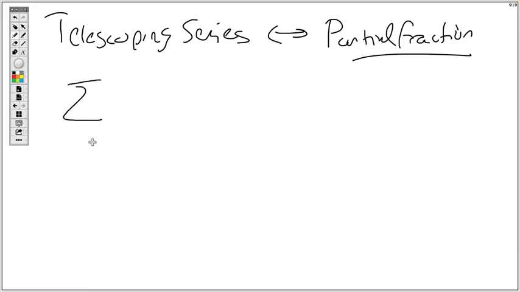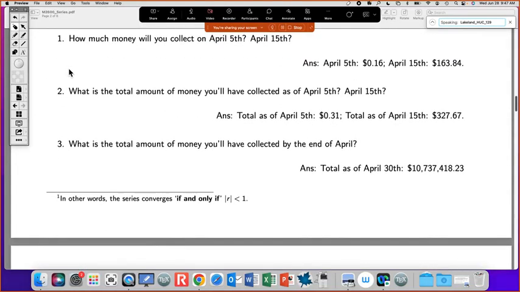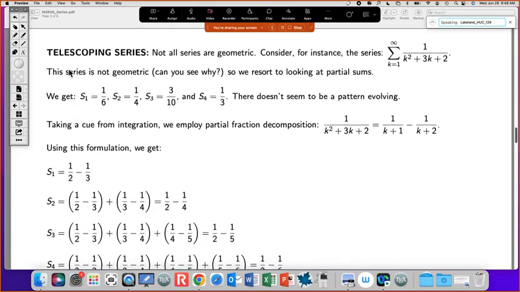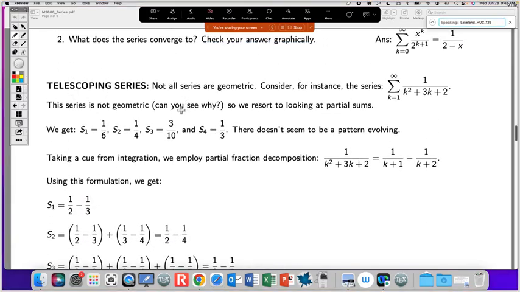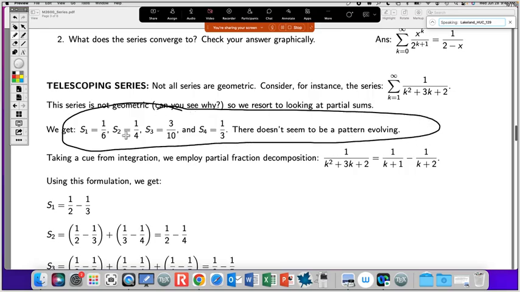So we're looking at the sum, k goes from 1 to infinity of 1 over k squared plus 3k plus 2. Now, it's not a geometric series because those k's aren't in the what? They're not in the exponent, right? So we don't have any hope it's a geometric series. So what we can do is we can start writing out the partial sums. And that's what we get for the partial sums. We get a sixth, a quarter, 3/10, a third. And we could keep going. And there doesn't seem to be a rhyme or reason to it.